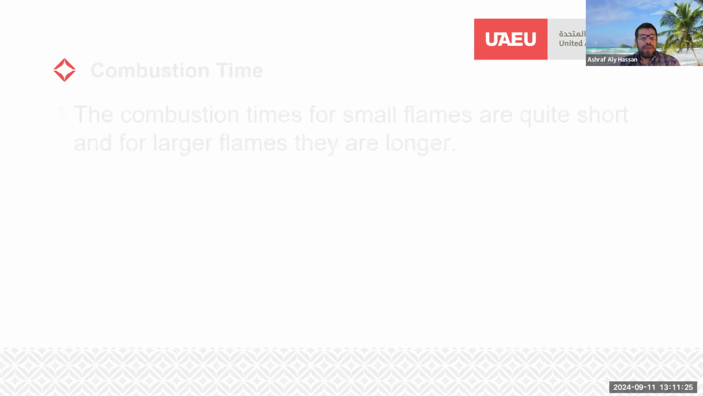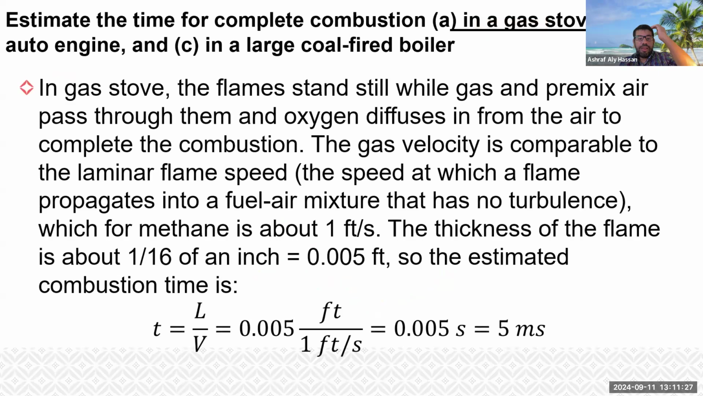So in the next slide, let's talk about three examples. One of them is the gas stove, auto engine, and large coal-fired boiler. They do have different magnitudes, so you can get a little bit of the idea.